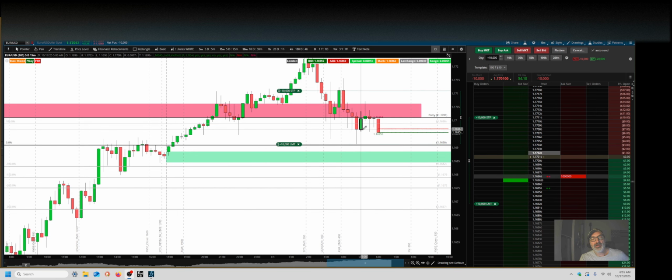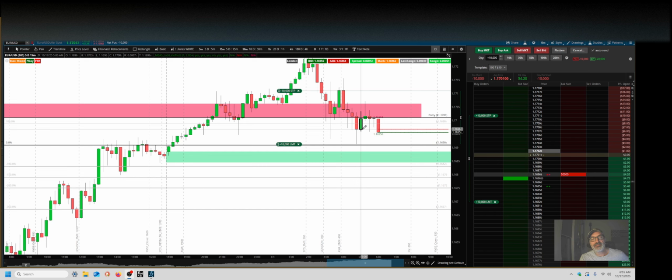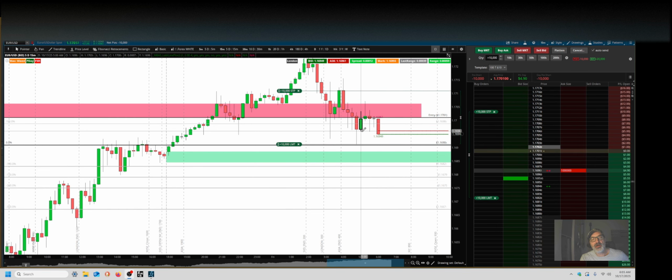Technically, I want the ask to be below this little tail right here. That'll give a little bit more leeway and a little bit more confirmation that we're possibly going to get to our target. I'm going to let this go and I'll come back.